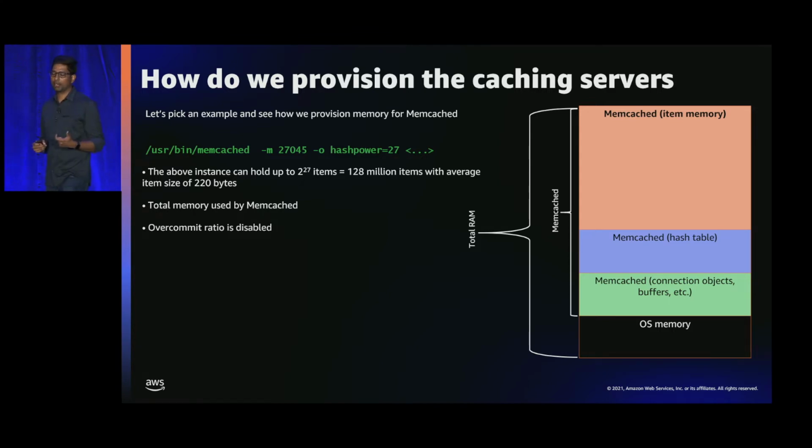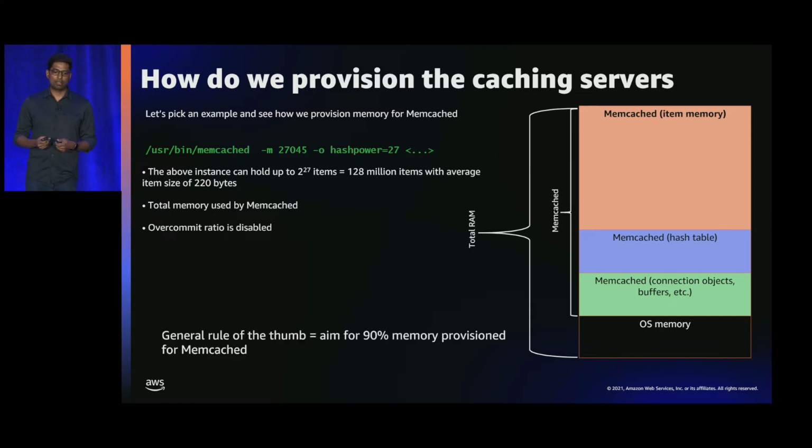So you need to have a good idea about your workload, and only then you'll be able to provision your clusters effectively. The general rule of thumb that we have found after operating this many clusters over this many years is to make sure that the total memory consumed by Memcached, including the memory overhead that comes from the connection objects and buffers, is kept under 90%.